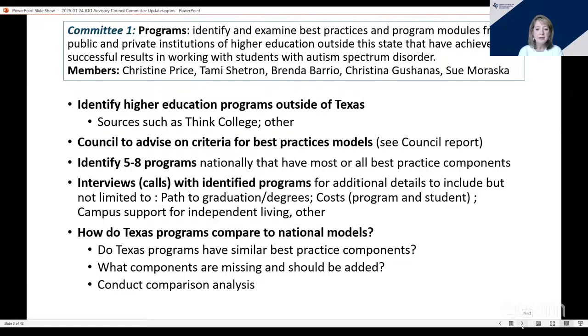And then making a comparison between the programs that are in Texas versus these national models. So first, do Texas programs have similar best practice components? What is missing and should be added? And then that comparison analysis might lead to the recommendations that are asked for in this charge. Thank you. And then I might add a bullet. What do we have in Texas that maybe needs to be shared among colleges that they haven't heard of yet that the other universities are doing?